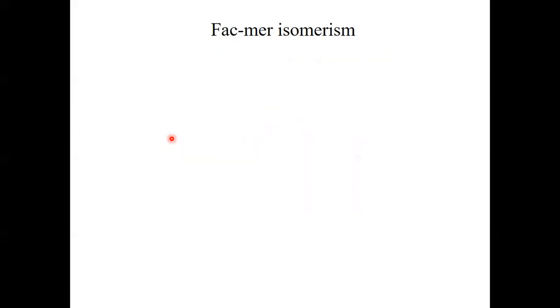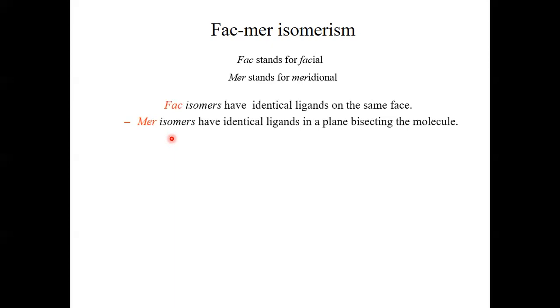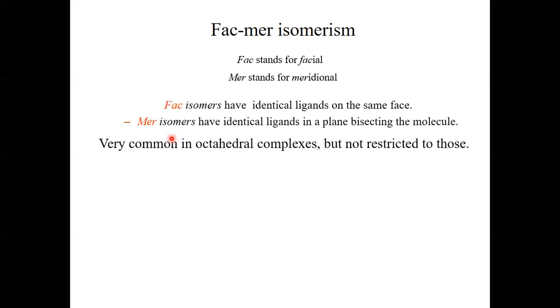All right, and related to, but distinct from, cis-trans isomerism is fac-mer isomerism. It's also a form of stereoisomerism in coordination chemistry. Fac stands for facial, and mer stands for meridional. By a fac isomer, we mean an isomer where ligands of the same type are on the same face of a polyhedron. And we say we have a mer isomer when the respective ligands are on a plane that bisects the molecule. All right. That's very common in octahedral complexes, but not restricted to those.